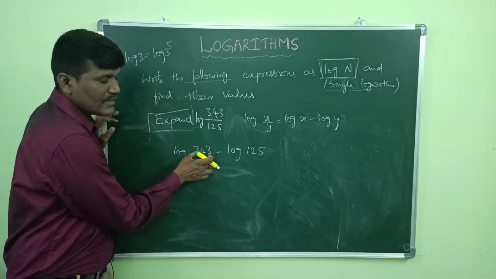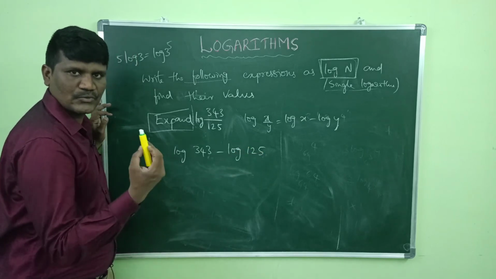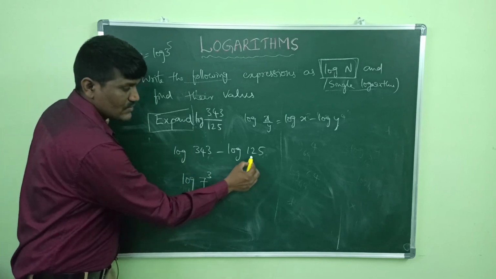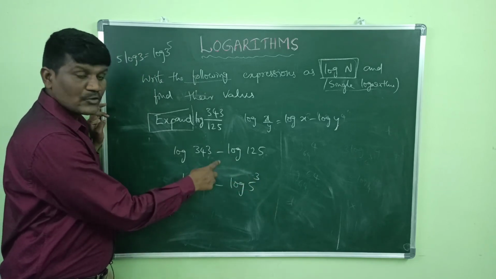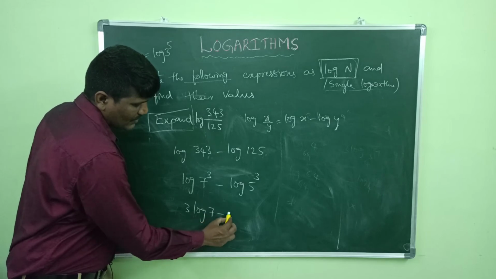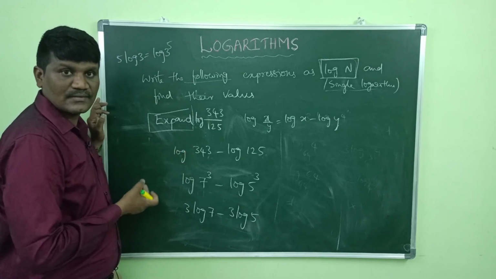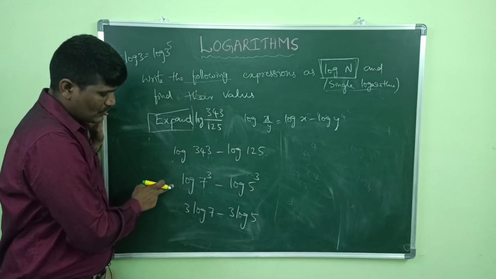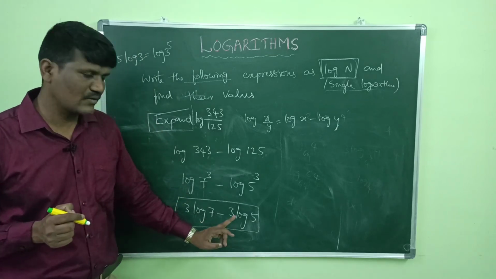Okay, next, 343 make it factors and 125 also make it factors. Okay, factorization, already you know that. 343 you can write as 7 cube, minus 125 you can write as 5 cube. Now, using the power rule, it will become 3 log 7 minus 3 log 5. So this is the expansion. The question given was expand log 343 by 125, so we got the answer 3 log 7 minus 3 log 5.